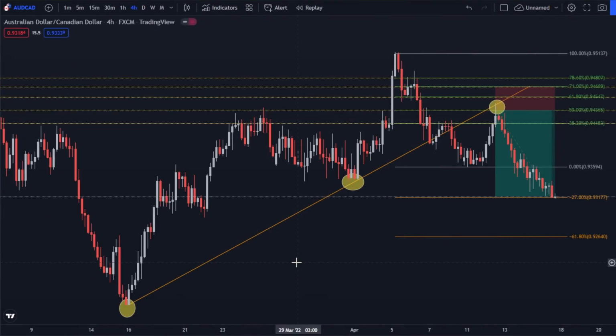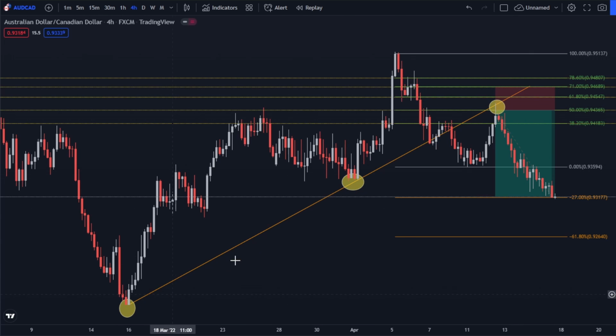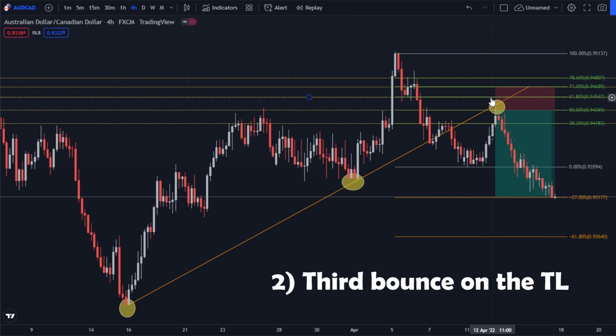As you can see, all you have to do first is draw a trend line on the screen, which is marked up with an orange line going diagonally. And this uptrend is just an indication of the current market structure. And we are looking for two specific things. We're either going to look for the third bounce on top of the line, or we're going to look for the third bounce below the line.